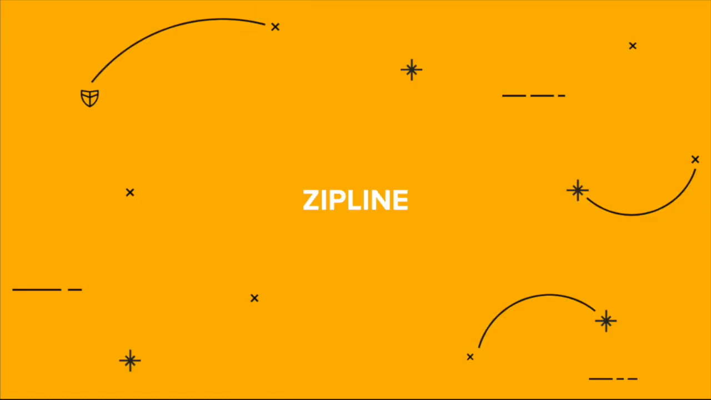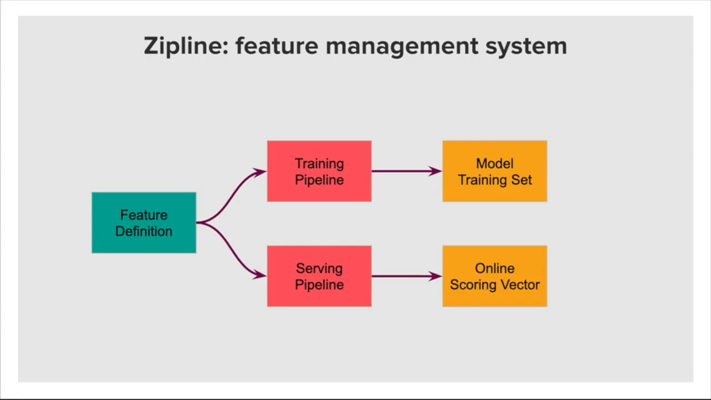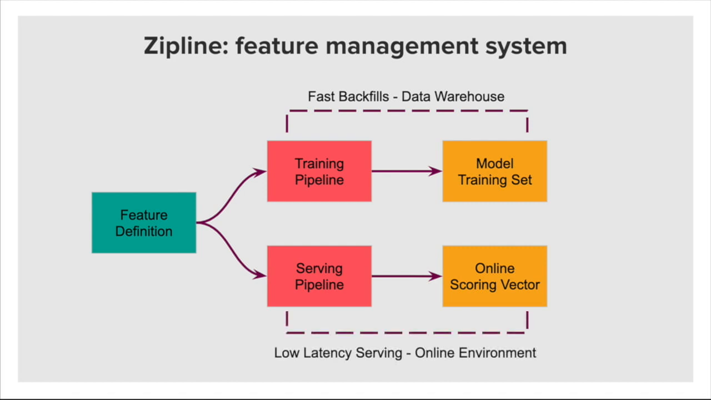Zipline. So that's what Zipline aims to do. That's the problem that we solve. As I said, you define your feature definition once, and it makes it available in both environments. Up top, when we say the training pipeline, that basically means fast backfills in your data warehouse, right? This is the data warehouse. This is where you get your data from for training. But that same feature definition can also provide you low latency serving in an online environment.